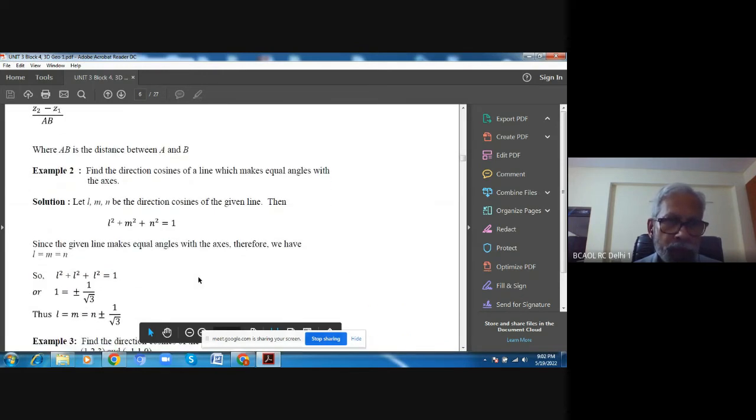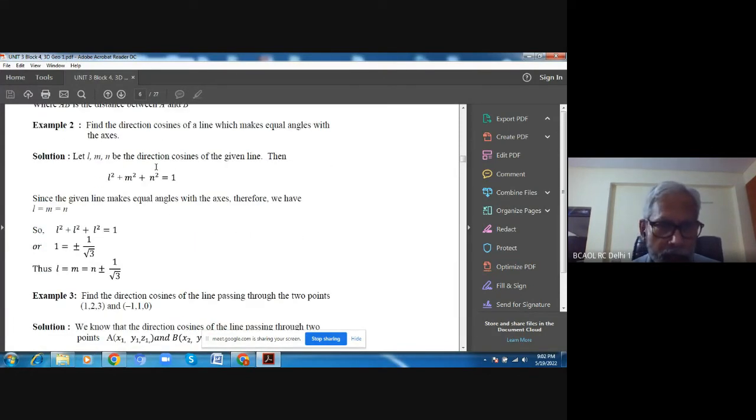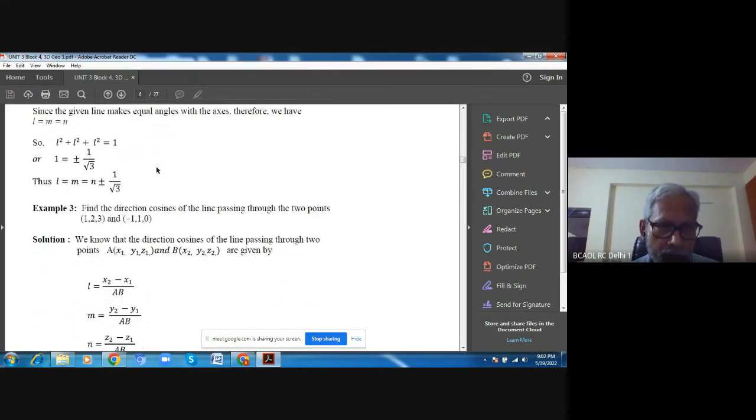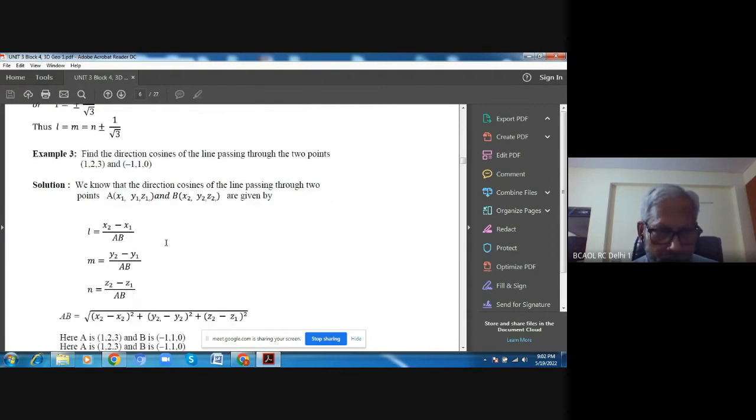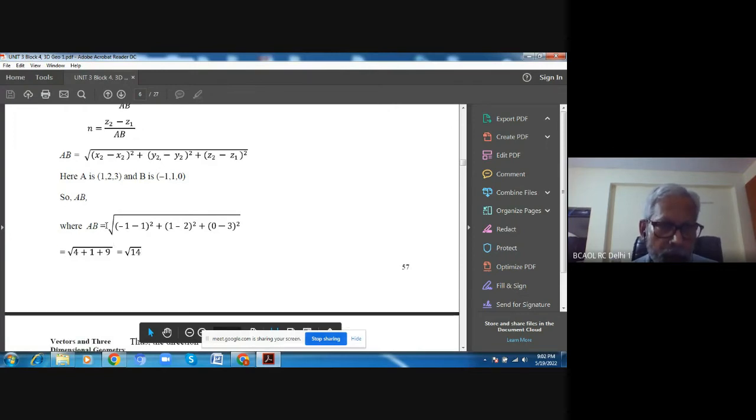Then again it is the direction cosines. Normally in the exam, solutions come based on your direction cosines and direction ratios. So again the same thing is going on with direction cosines. Yes, this also is working.